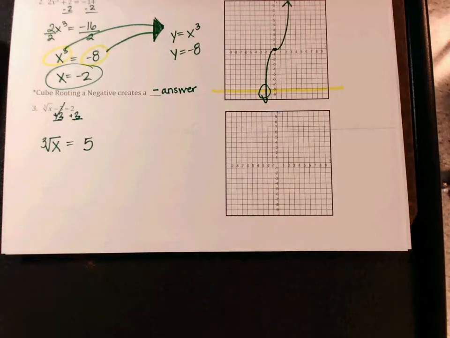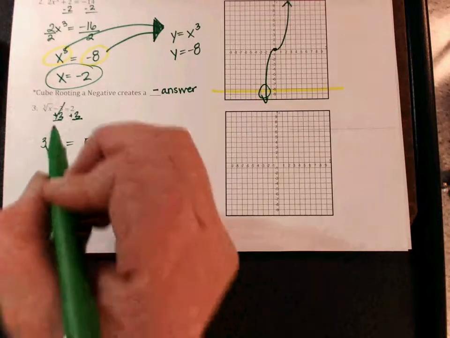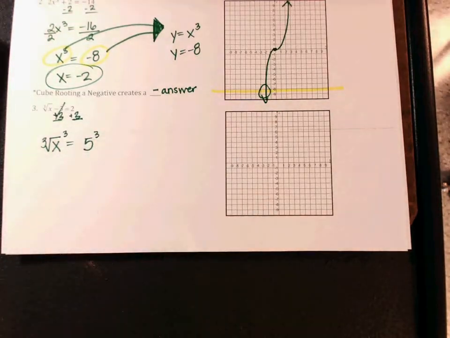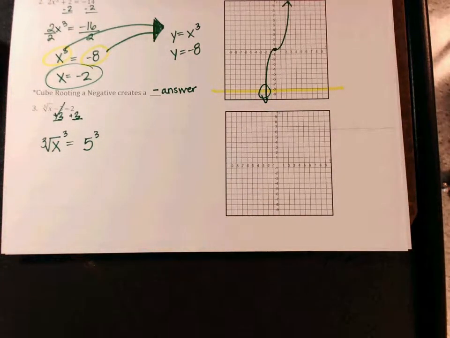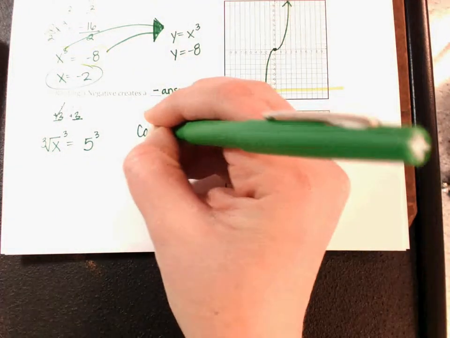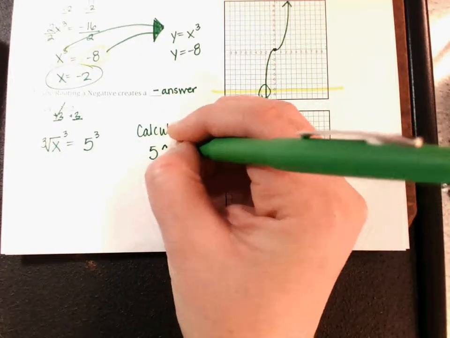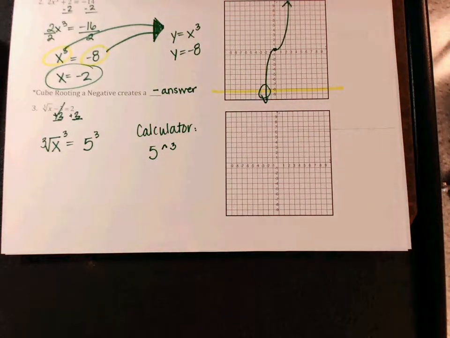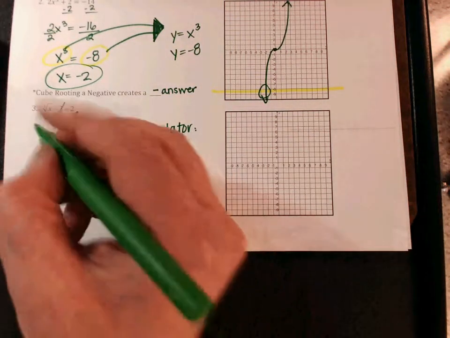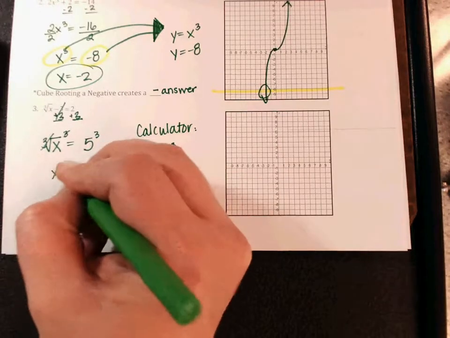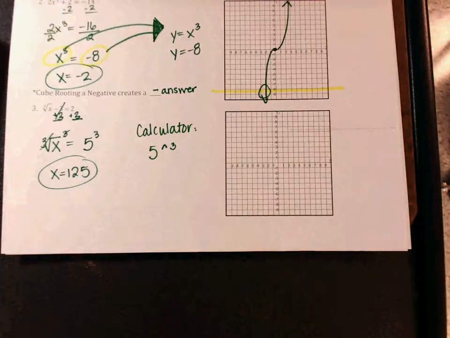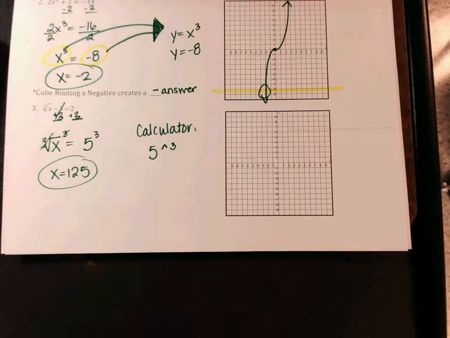Okay, think about what we did yesterday. If I have a cube root, how do I undo it? You cube. Very good. In the calculator, when you type in 5 cubed, you're going to do 5 up to the 3, using the little up arrow. And it is, yep, 125. And then over here, these cross out. 125 is your answer.